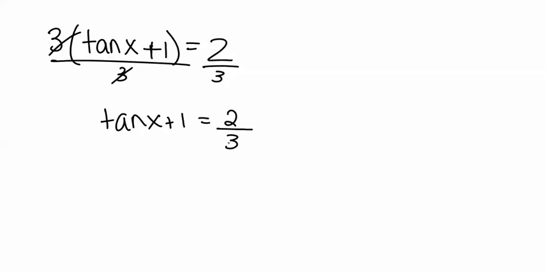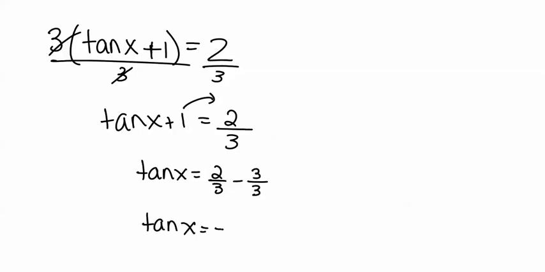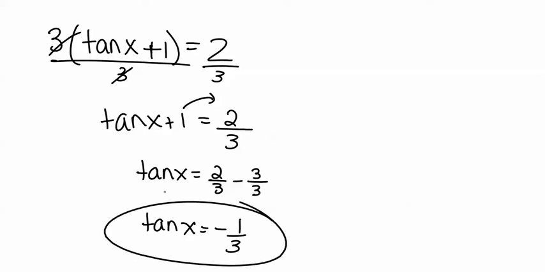Then I'm going to move the 1 over. So tan x equals 2 over 3 minus 1. And if I want to subtract those, I'm going to turn that 1 into a 3 over 3. So I end up with tan x is equal to negative 1 over 3. So once we isolate it, tan x equals negative 1 over 3. I know I'm not dealing with special triangles because we don't have a 3 in our special triangle. We only have a root 3. You're not going to get an exact value here.